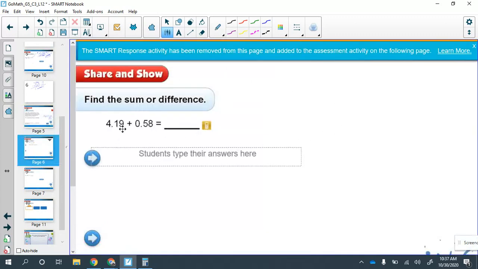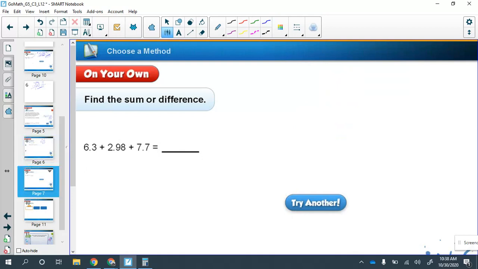And we're just going to do some problems. So here we have 4 and 19/100ths plus 58 hundredths. I'm going to rewrite this one over here. Always important that I line up my decimal and make sure that I pay attention to the fact that I'm adding. 9 plus 8 is 17, and I regroup. 5 plus 1 plus 1 is 7. I make sure my decimal goes in my answer, and I get 4 and 77 hundredths.